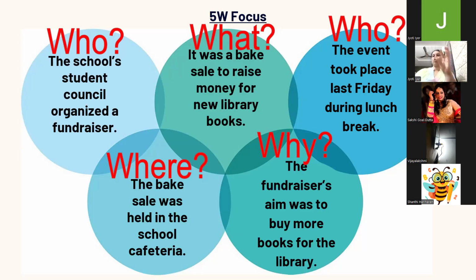Because you will see that there's a lot of repetition. It was a bake sale, so it's repeated in what, it's repeated in where. It was a fundraiser, repeated in who and why. Again, for new books for the library, repeated in what and why. So there's a lot of repetition because we are deliberately giving that information in bits, and we will ask our students to put it all together in one chunk. And that is how children learn to write a logical flow of a paragraph in the beginning. That's how it would probably happen.